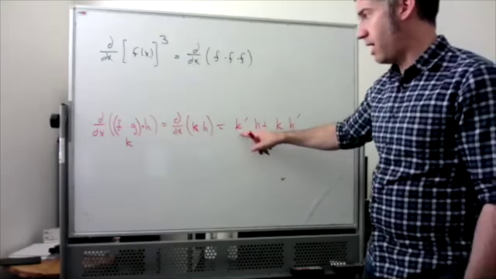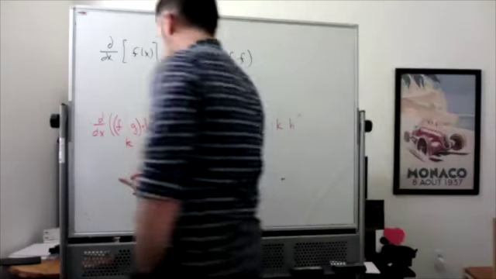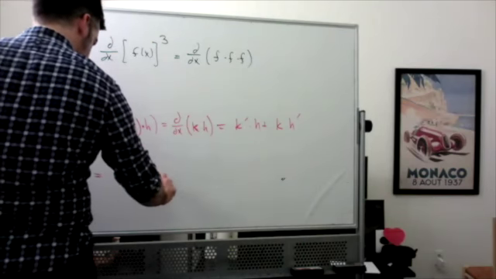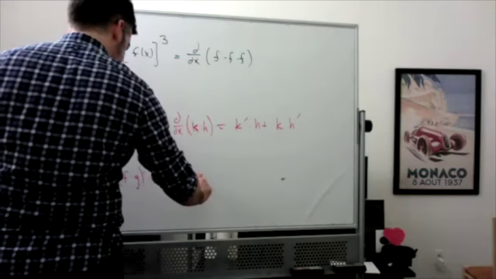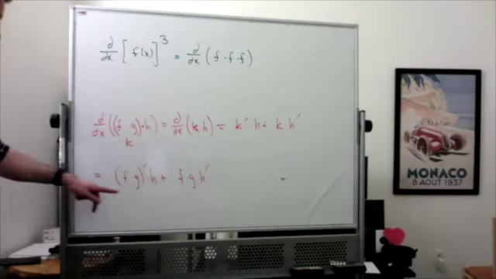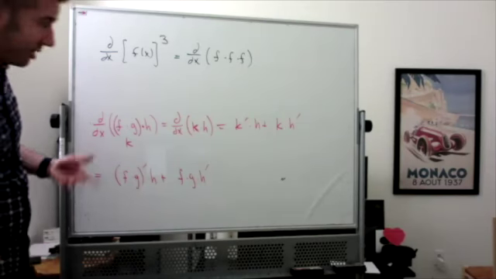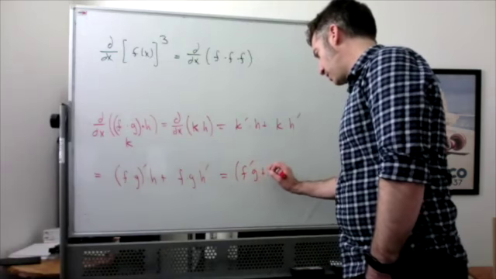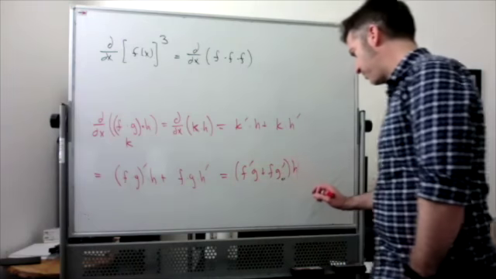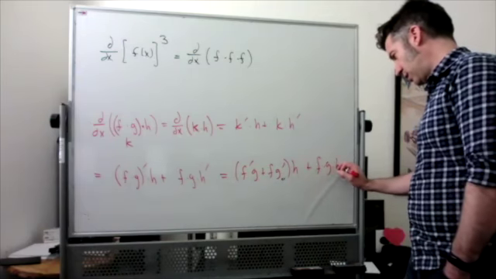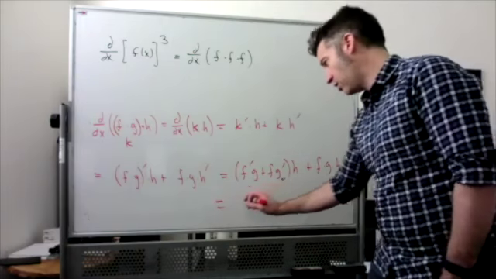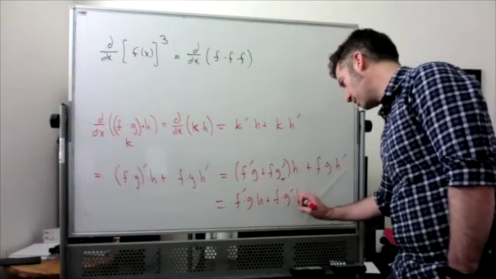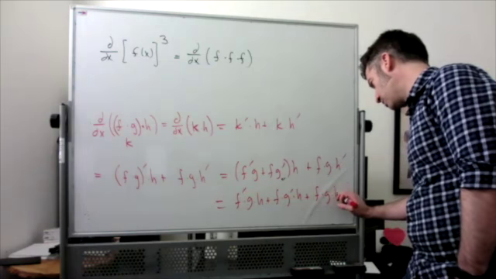But then k is really f times g. So this is really equal to the derivative of f times g, times h, plus f times g times h prime. But now for the derivative of f times g, we're going to use the product rule again. So here's what you get: f prime g plus f g prime, times h, plus f times g times h prime. And distributing the h here, you get f prime times g times h plus f times g prime times h plus f times g times h prime.